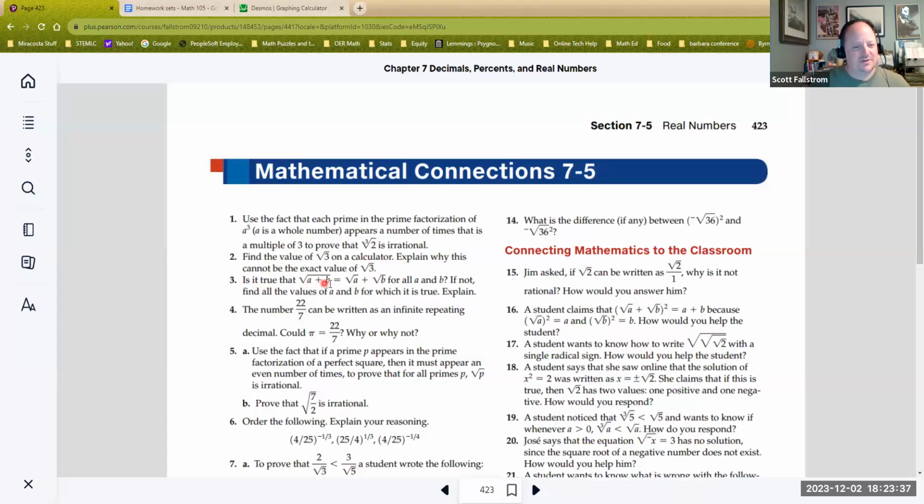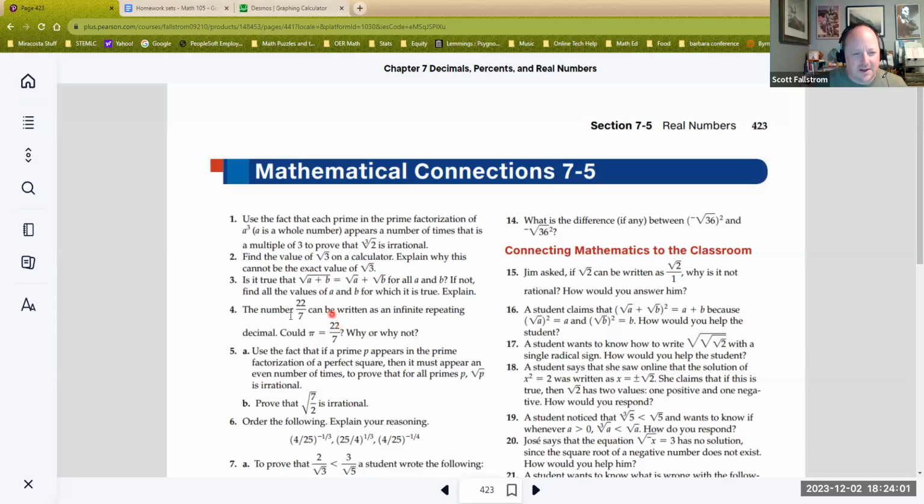Number 3: is it true the square root of a plus b equals the square root of a plus the square root of b? For all of them? Wow, this is an always, sometimes, never question. Gotta love that. So I'll let you choose. You can pick some numbers and put them in. You can use your calculator to check yourself, but that's the goal.